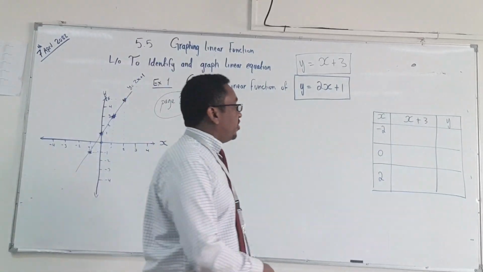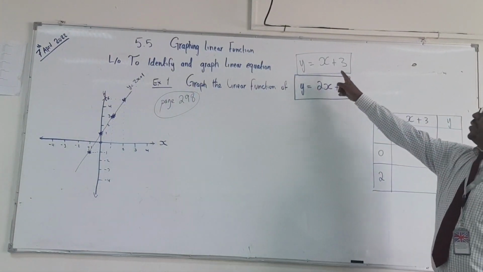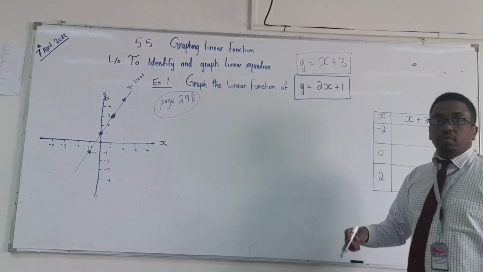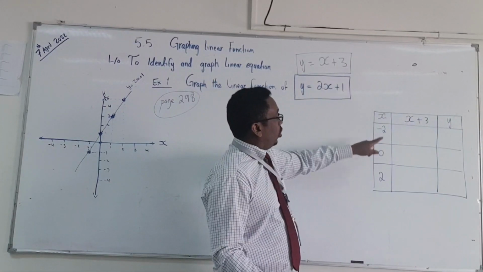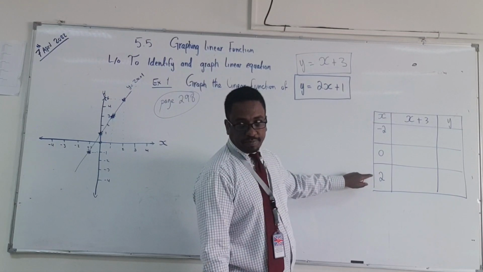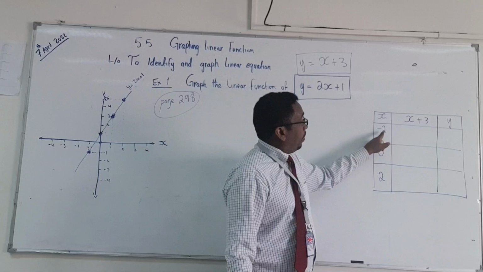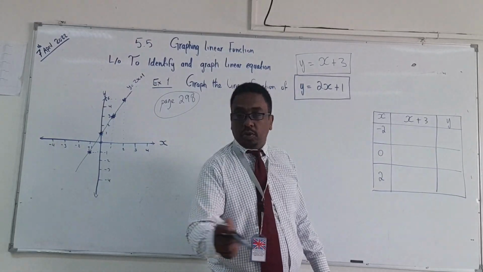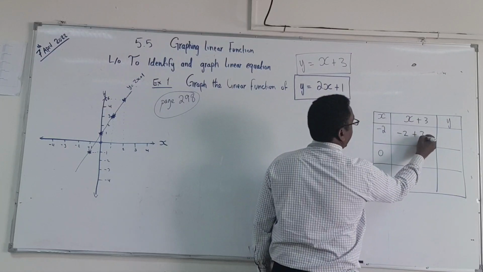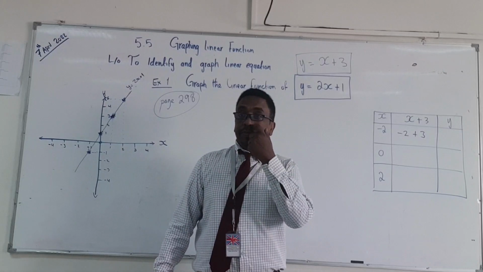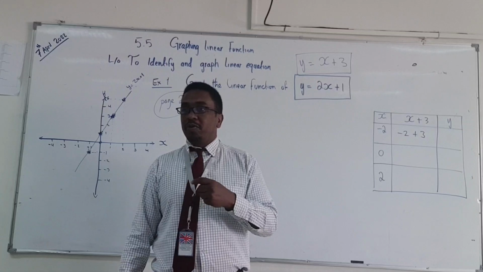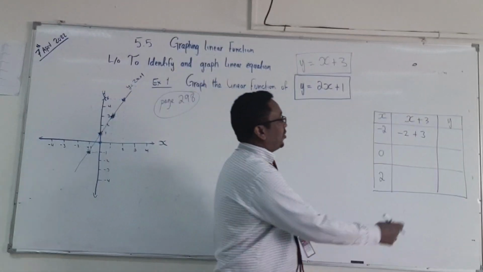Okay, girls, let's just quickly do this one. y equals x plus 3. So we have x values of minus 2, 0, and 2. Now, for minus 2, replace the x with minus 2. So we have negative 2 plus 3. What is negative 2 plus 3, girls? 1. Thank you very much. So here it will be 1.